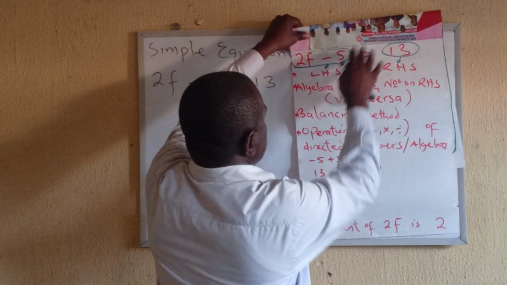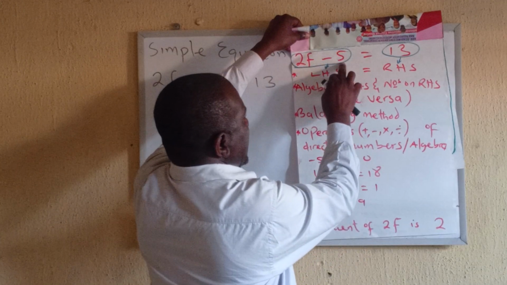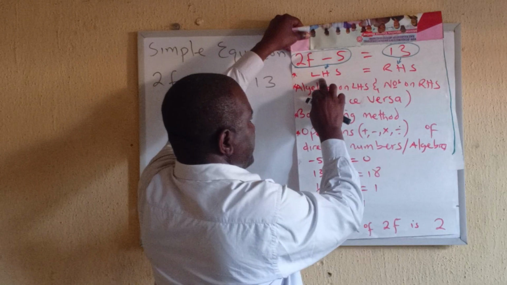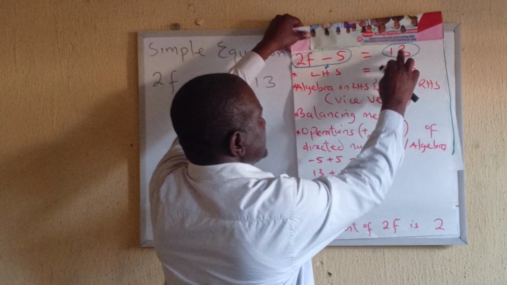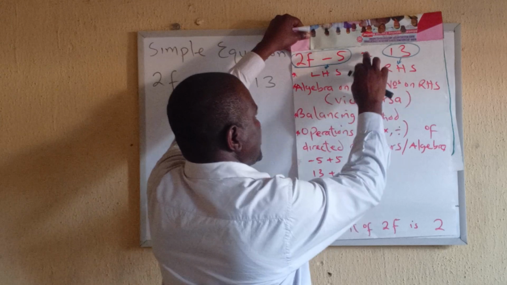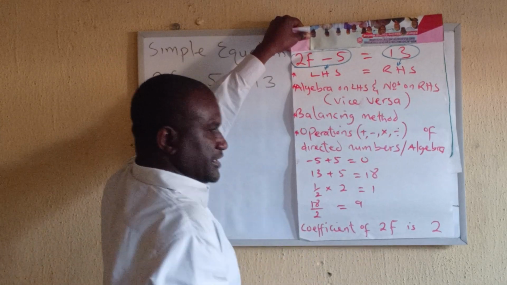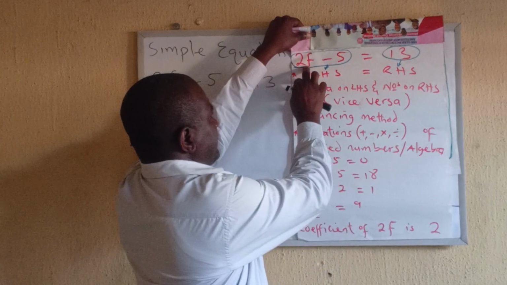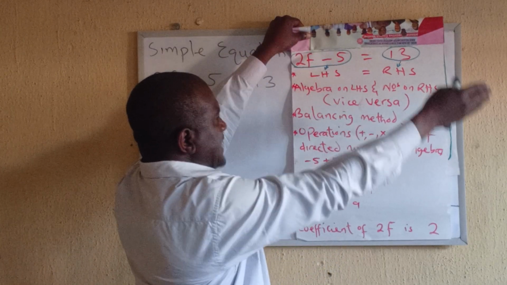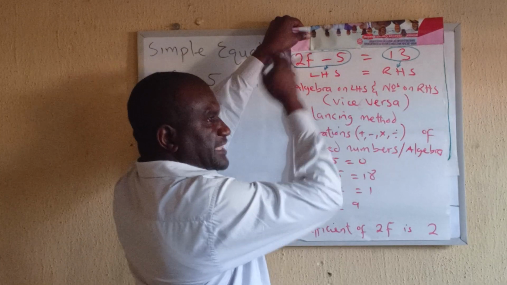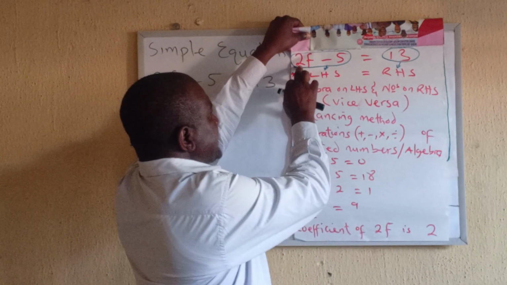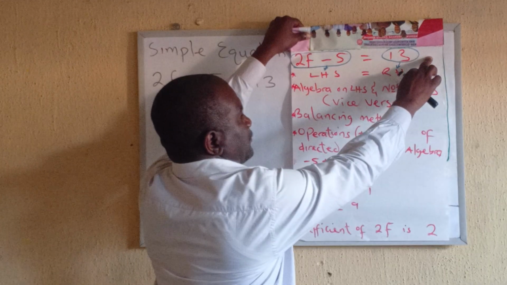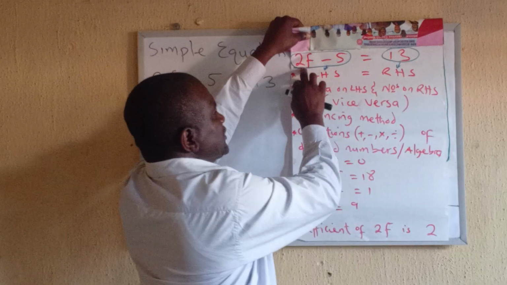Look at this simple equation that I want to solve: 2f minus 5 is equals to 13. 2f minus 5 is on the left hand side and 13 is on the right hand side. Equals to is the boundary. Now in every equation, for you to solve, you must bring the terms with f to one side. Like here, we only have 2f on the left. There is no one with f on the right. That means we are leaving this one on this side.